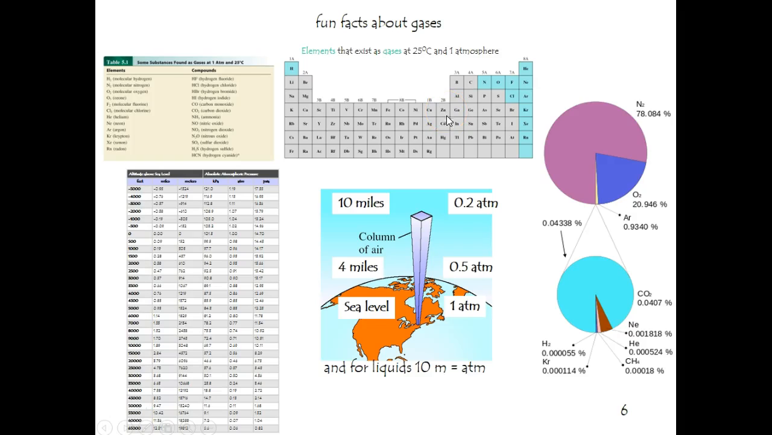Okay, let's take a look at some common gases and their abundance. If you look at the periodic table, most of the elements are not in a gaseous form at room temperature and normal 1 atmosphere pressure, just a handful of them. Here they are shown in a list.